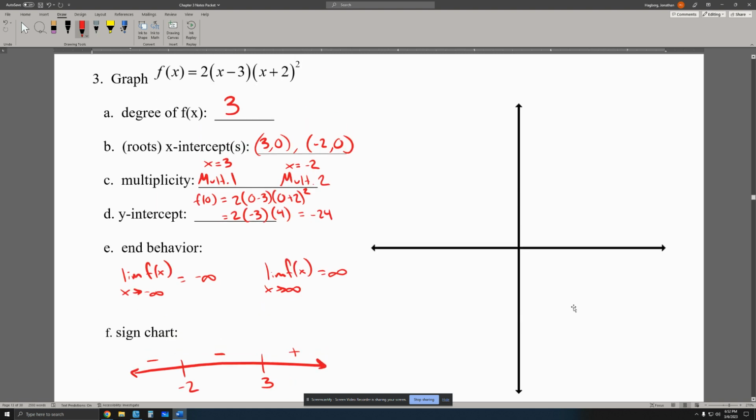All right. So let's go ahead and sketch this graph. We have at -2 a 0, and then we have at 3 another 0, and then we have another one, a y-intercept at -24.